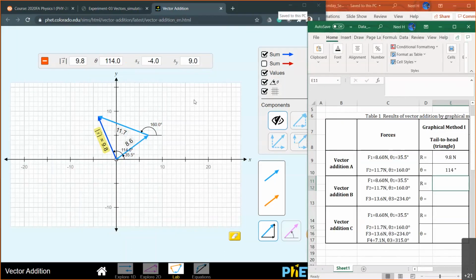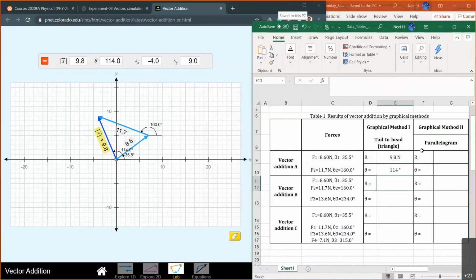Okay, then let's do graphical method two. Graphical method two is called the parallelogram method. Actually, it's not a new method. You will see in a bit. Parallelogram method is actually the same kind of tail to head method, but it's a different version of that. Actually, tail to head method is inside the parallelogram method automatically after we draw.